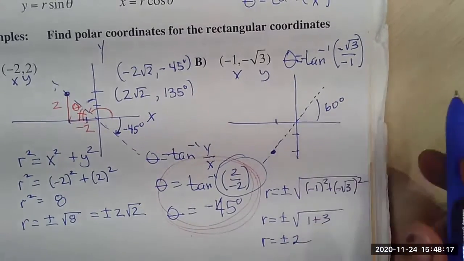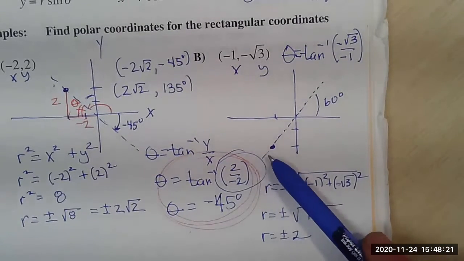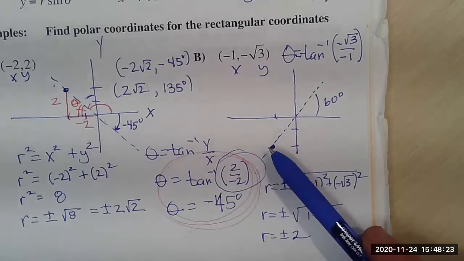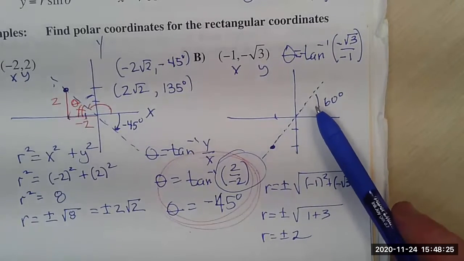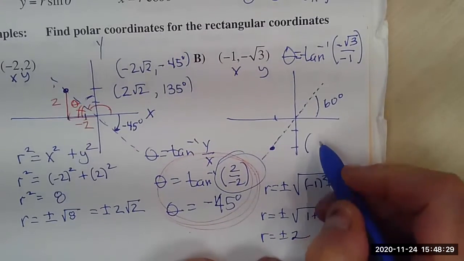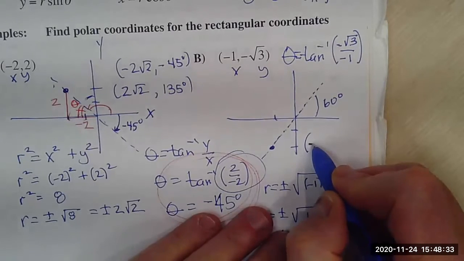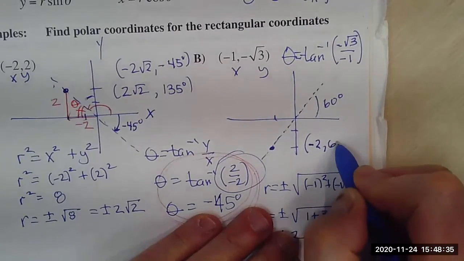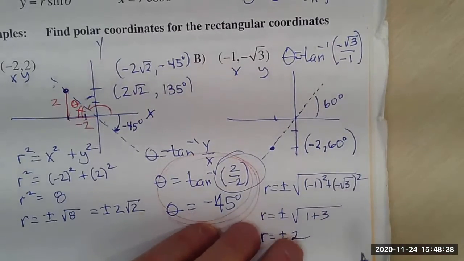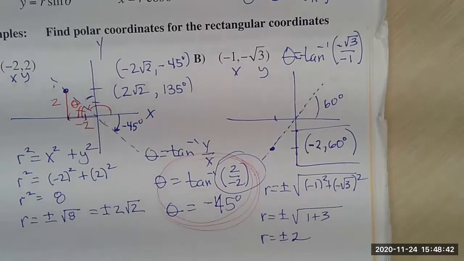But I want the dot in quadrant 3. So the r would have to be negative if you're going to use 60 degrees, which is what I'm going to do. That's the easiest, I think. So the r has to be negative. So r is -2, comma, 60 degrees. And that would be the polar coordinate.